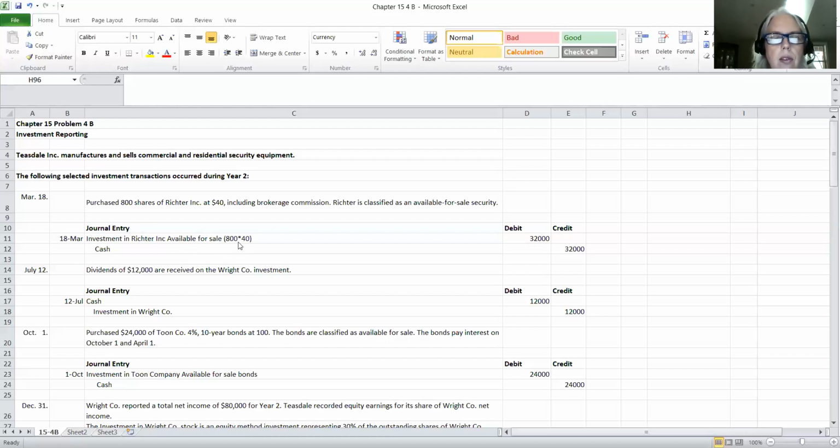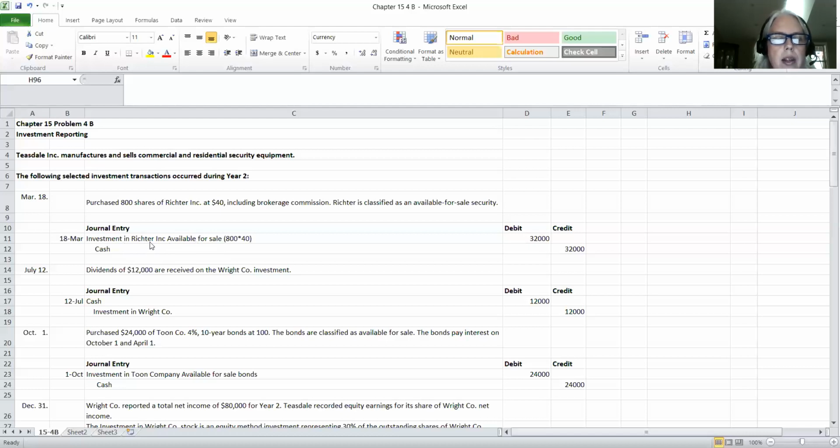In this case, there were 800 shares that we purchased at $40 as the cost per share. So if you multiply 800 times 40, it will give you 32,000. We are debiting this to the asset account called Investment in Richter Incorporated. This is available for sale stock that we're talking about.